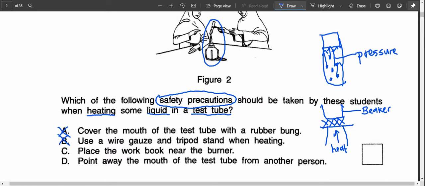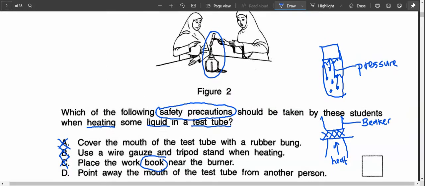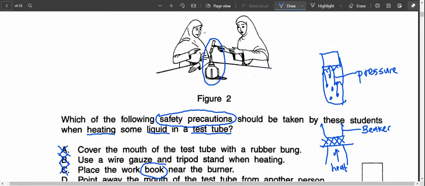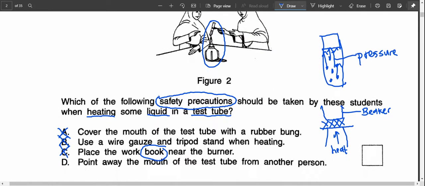C. Place the workbook near the burner. Okay, that's a no-no, because as you know, a book is paper and it can catch fire easily. Therefore, C is out. And the only choice left is D, but let's double check. Point away the mouth of the test tube from another person. Yes, you should never point it at any of your friends because it can be dangerous. Therefore, the answer for this question is D.